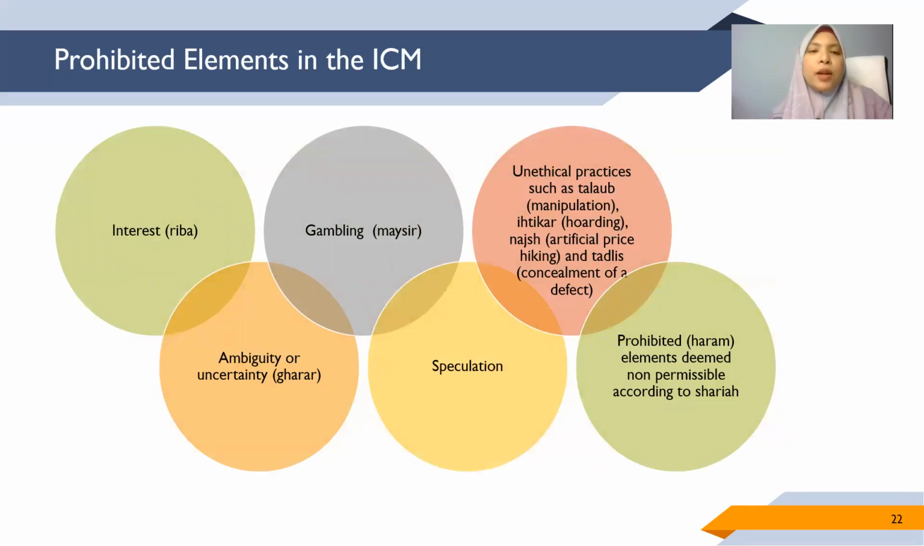Okay, and then we have gharar, uncertainty that we don't know. Okay, what is the price? What is the specification of the asset? So it must be clear, crystal clear, so that we can avoid gharar. And then speculation. So the last one is a prohibited haram element deemed non-permissible according to the Sharia.